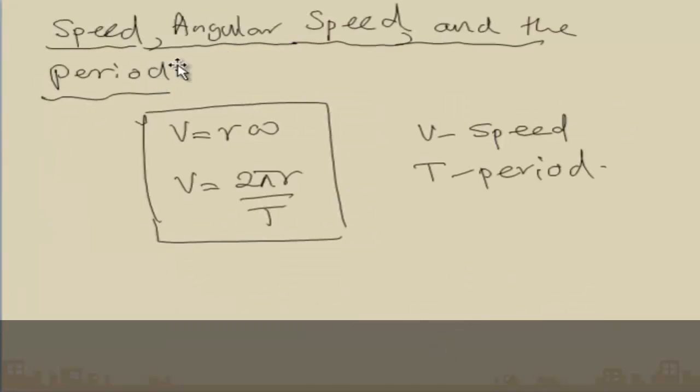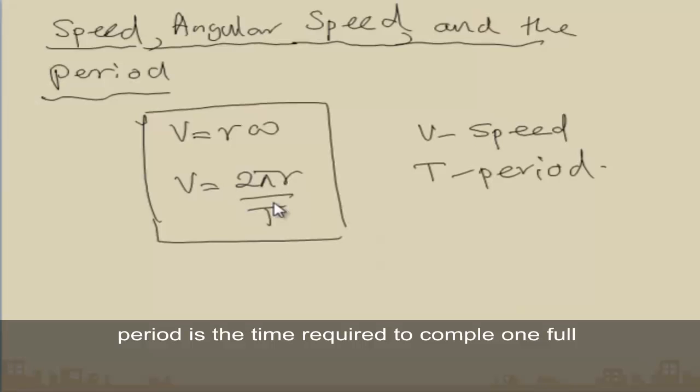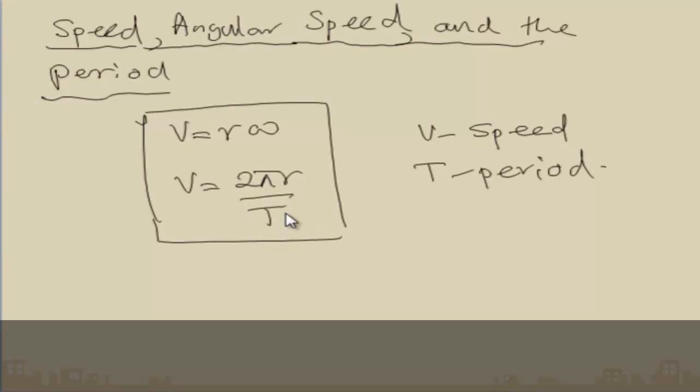Now let's look at the relationship between the regular speed and the angular speed, and how we can relate those to the period of the motion. This is how the angular speed and the regular speed are related. The speed v is equal to radius times the angular speed. And also we can show that the speed v is equal to 2 pi r over T. T is the period. Period means the time required to complete one full circle. So it's like speed is equal to distance, which is 2 pi r, divided by time, which is the period. So that's why v is equal to 2 pi r over T.